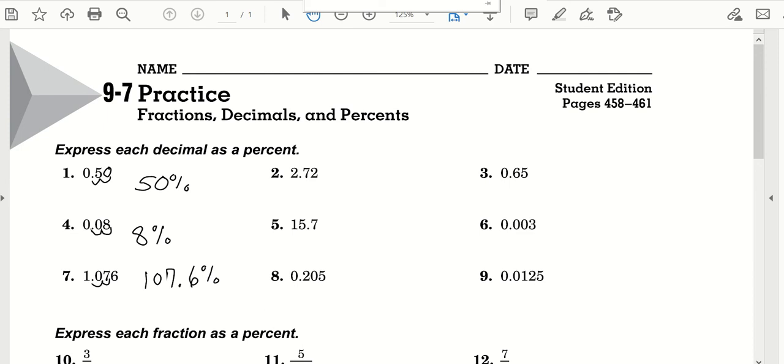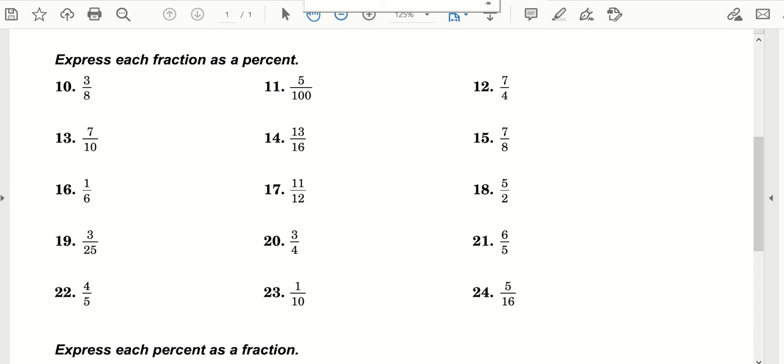Pause the video now. Okay, next section, we're going to record each fraction as a percent. Go to the calculator to help you out here. We're going to change each of these to a decimal first. So 3 divided by 8. I'm typing this in on the calculator. This gives me 0.375. So there we have that fraction as a decimal.